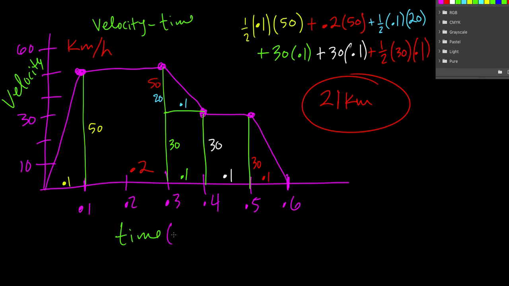Okay, so this was hours, and this was kilometers per hour. Okay, so once again, just find the area under the curve, and that's how we're going to transform a velocity graph into a displacement answer, or a distance answer. Okay.